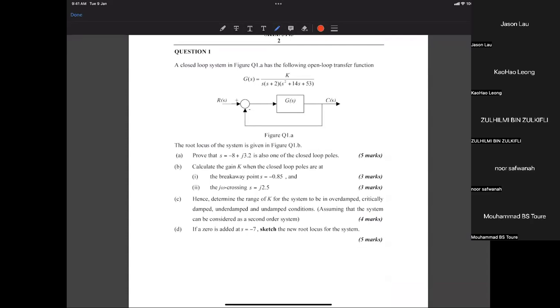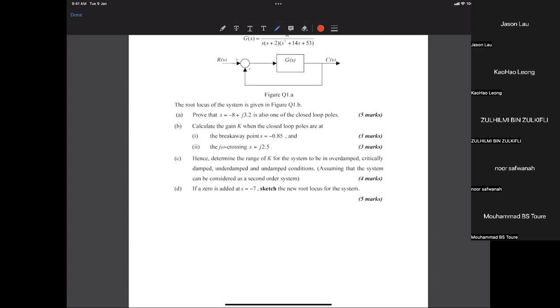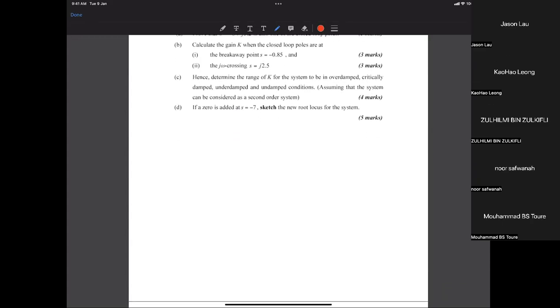B, calculate the gain K when the closed loop poles are at the breakaway point s equal to -0.85 and the j omega crossing s equal to j2.5. And C, hence determine the range of K for the system to be in overdamped, critically damped, underdamped, and undamped condition, assuming that the system can be considered as a second order system. The last part D, if a zero is added at s equal to -7, sketch the new root locus for the system. Thank you.